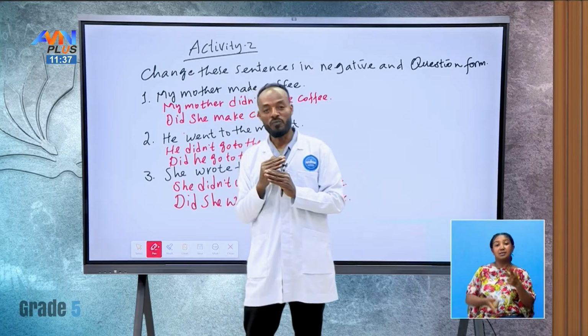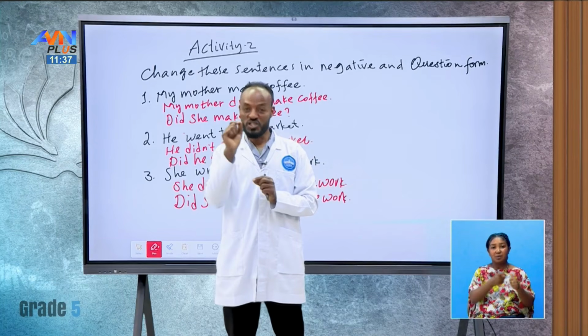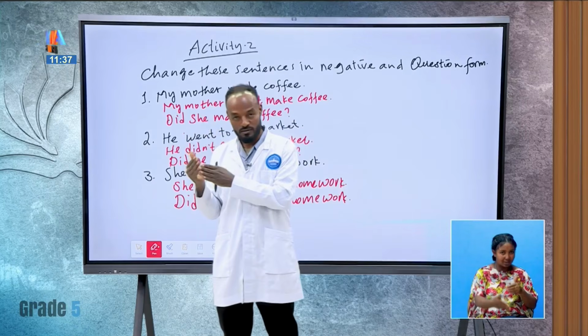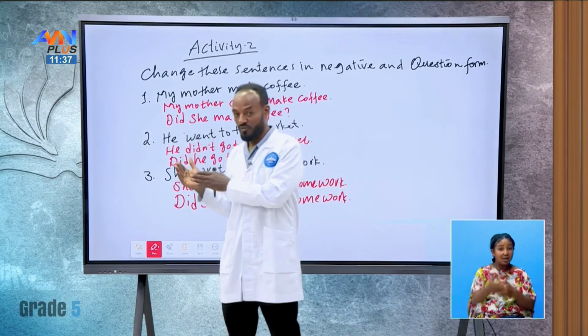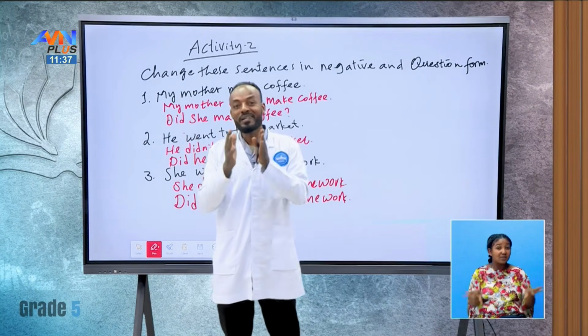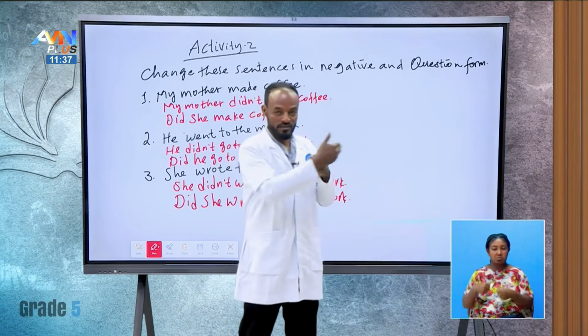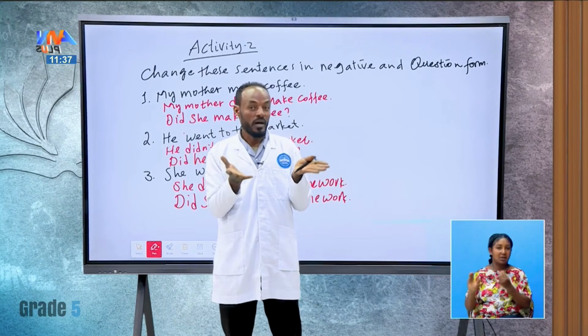Main verb means base verb without d, ed or past forms. In question forms, we have to start from did if the statement is affirmative. Then the subject. Then the base verb. If necessary, we can add the object. Okay? And also some complementary can be added. It depends. I hope I'm clear.